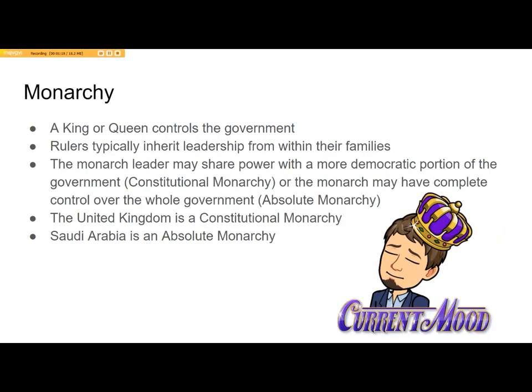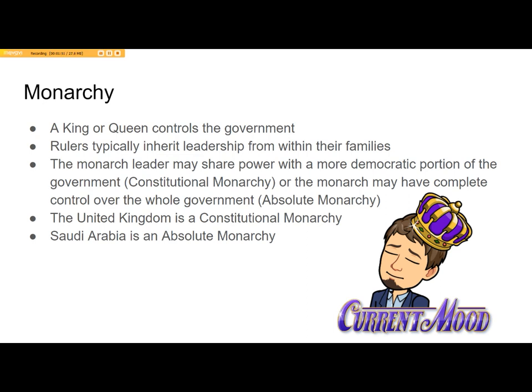The second form of government we read about is a monarchy. A monarchy is a government that is run by a king or a queen. Now, what makes a monarchy unique is usually that one ruler with all the power, the king or the queen, typically inherits that role because it's within their family. So when a king or queen dies in a monarchy, typically the next ruler is going to be someone in their immediate family. Now, a monarchy can have varying amounts of power.